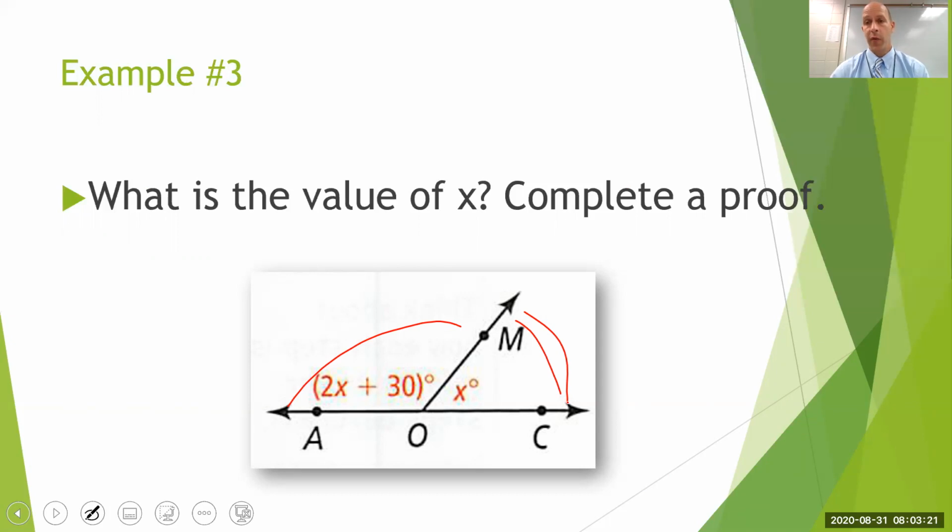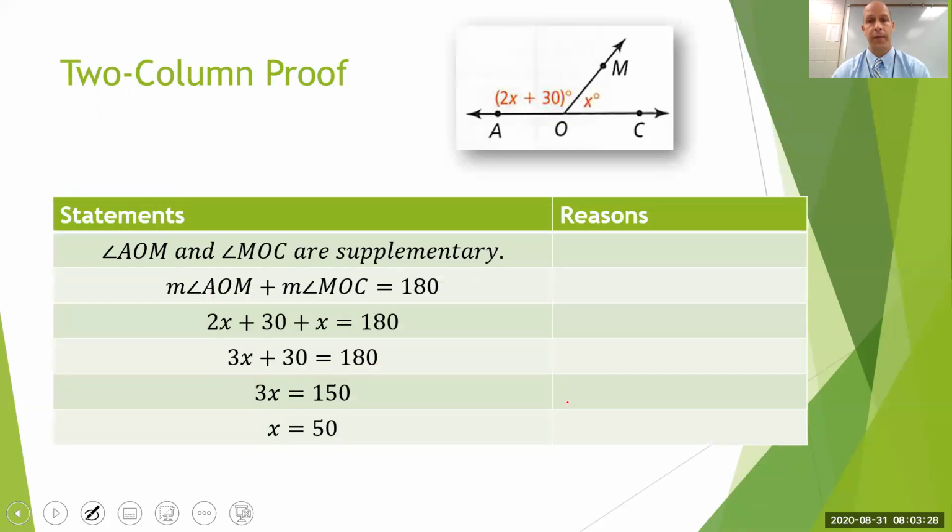And what you might want to do before you do a proof is actually just convince yourself that you can figure out what x is. And once you figure out what x is, you're probably in a good place. Now, once again here, this time I've already done the statements, and we're just going to provide the reasons. So why is angle AOM and angle MOC supplementary? Oh, I know why. That's the definition of a linear pair.